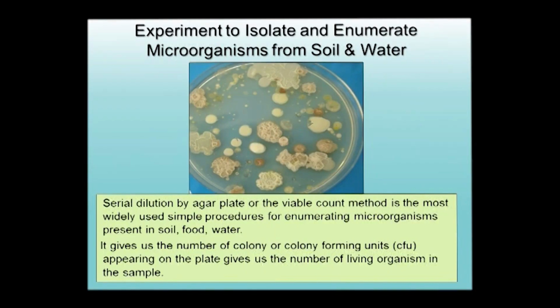Experiment to isolate and enumerate microorganisms from soil and water. Agar plate method and viable count method is the most widely used and common method for enumerating microorganisms present in soil sample. Over here, we get the number of bacteria or the colony forming units present in the plate, hence the number of organisms in the sample.